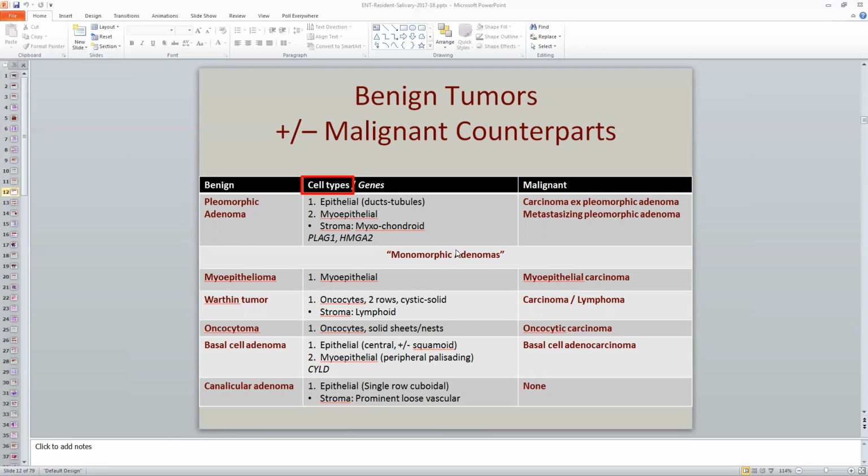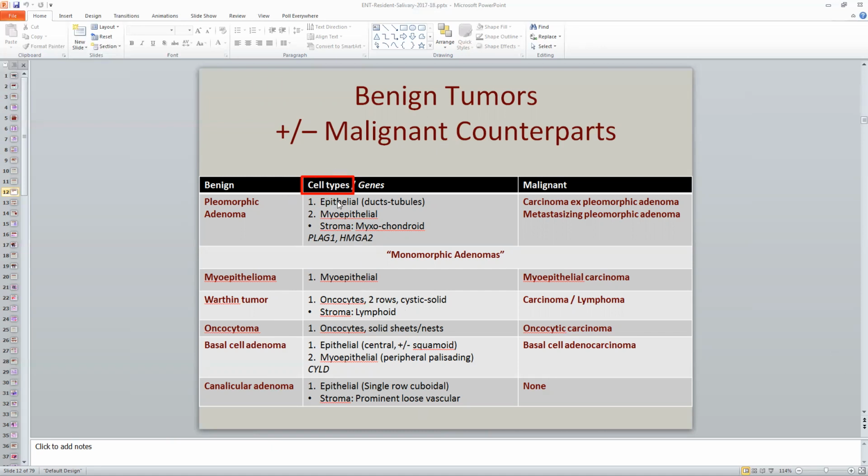You may, in the historic literature, read such a term as quote unquote monomorphic adenoma. That is in contrast to the so-called pleomorphic adenoma that we will see. It is very histologically heterogeneous, hence the term pleomorphic, whereas these on the bottom are somewhat more monotonous, hence monomorphic.